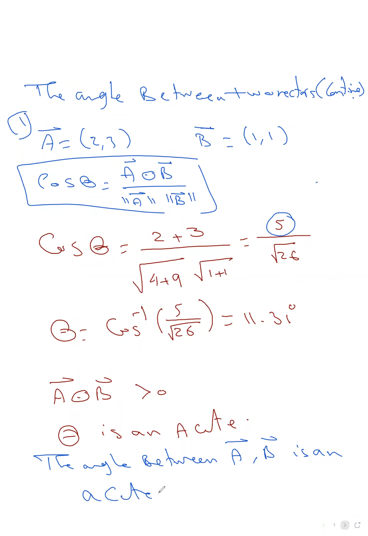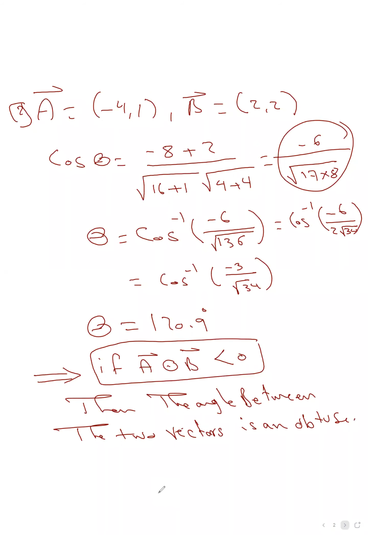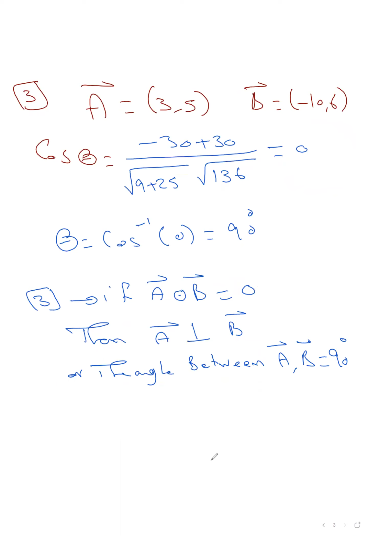Okay. ثانية. If A dot B is less than 0 هتبقى negative اهي negative مش كده negative 6 يبقى the angle between the vectors is an obtuse. Number 3, A dot B equals 0 أهو A dot B هنا كانت طلعت negative 30 plus 30 which is 0 يعني ال A and B are perpendicular.